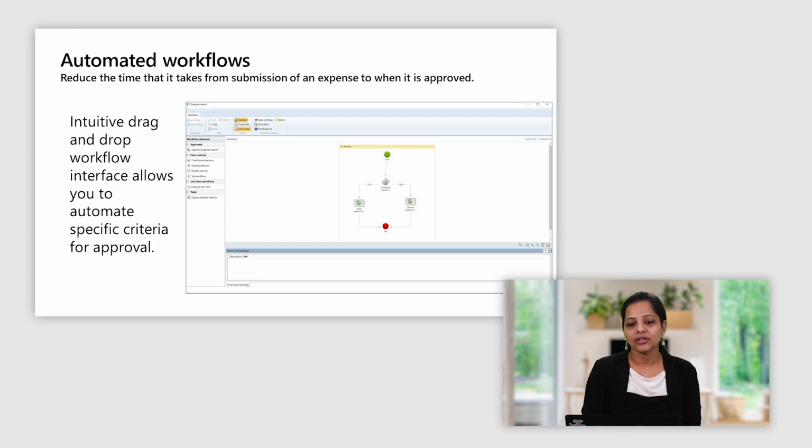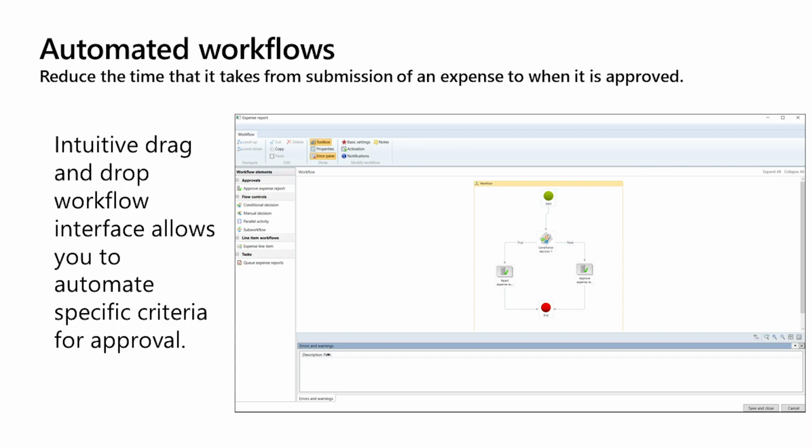Let's now look at some of the workflow capabilities in D365 Expense. Automated workflows reduce the time that it takes from the submission of an expense to when it is approved. Simple workflows could include a hierarchy-based workflow that requires all expense reports to go to the user's manager for approval. A more complicated workflow could be a multi-level approval workflow that is required when the total value of the expense report exceeds a specific amount and the limits vary depending upon the user's or submitter's role in the organization.